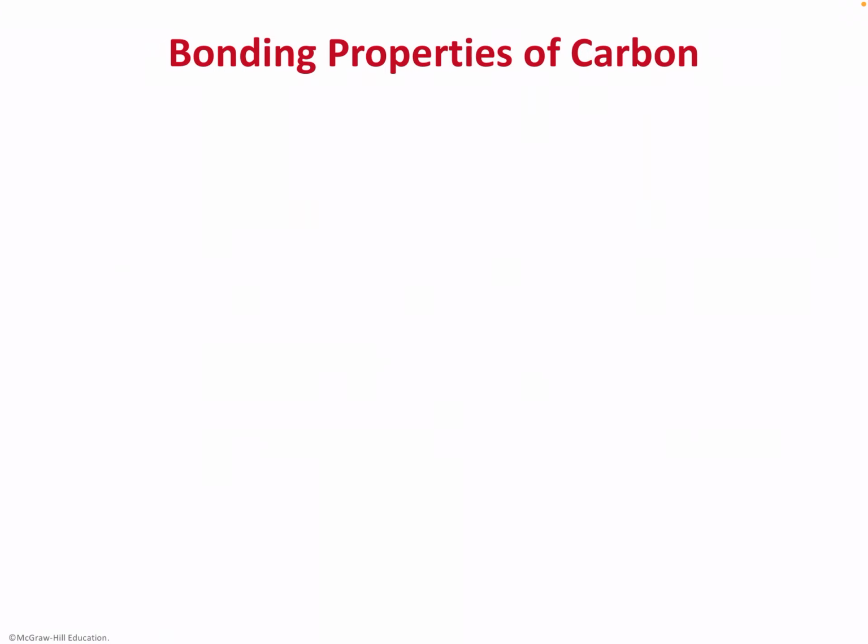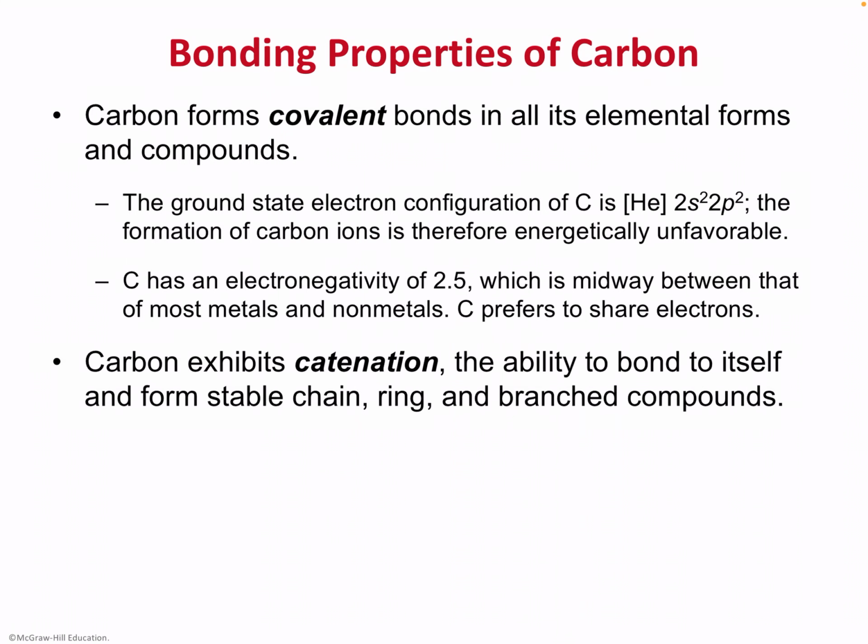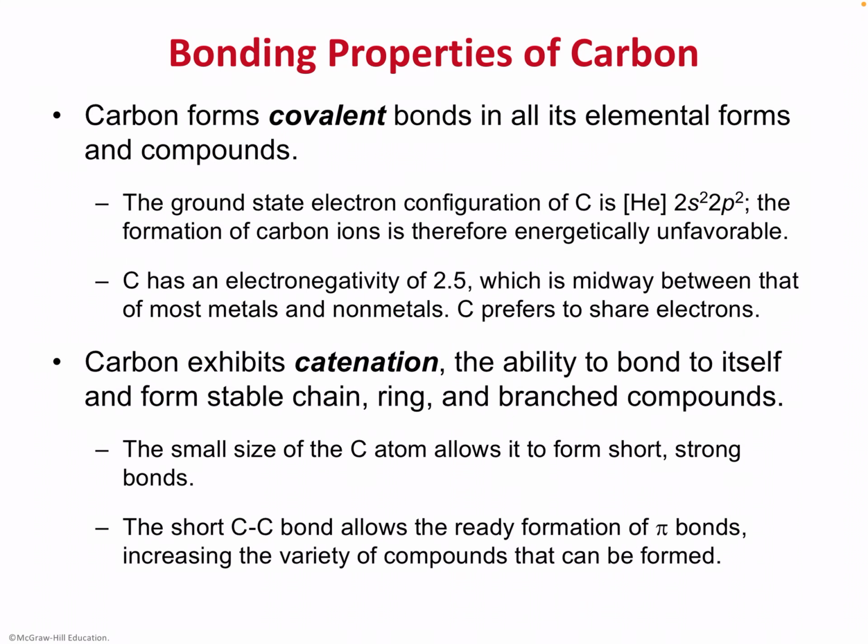Let's look at some bonding properties of carbon. Carbon is the fourth element in the periodic table. If you look at your periodic table in the second and the third period, carbon is the fourth one. So we have 1 to 8 elements. It's like the middle one, right? So carbon normally forms covalent bonds in all its elemental forms and compounds. It doesn't form ionic bonds.